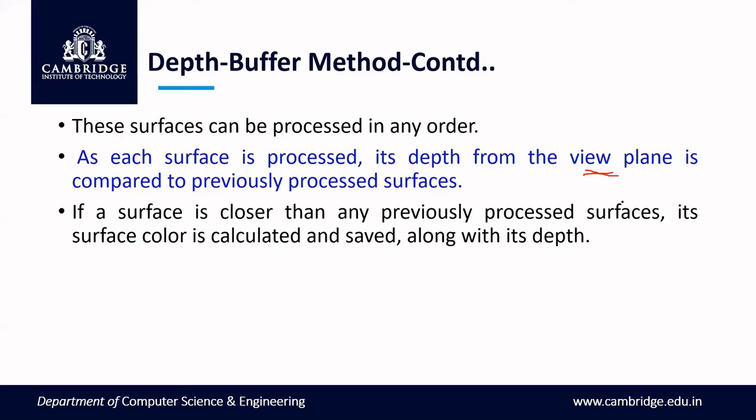So now if a surface is closer than any previously processed surface, its surface color is calculated and saved along with its depth. So if any surface is closer, what will they calculate?